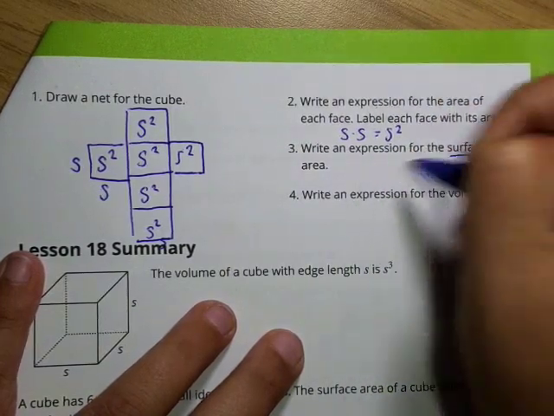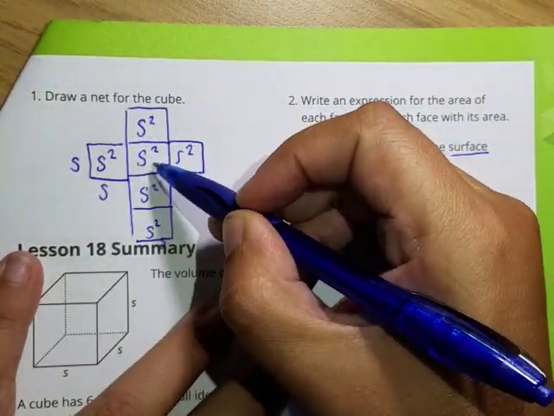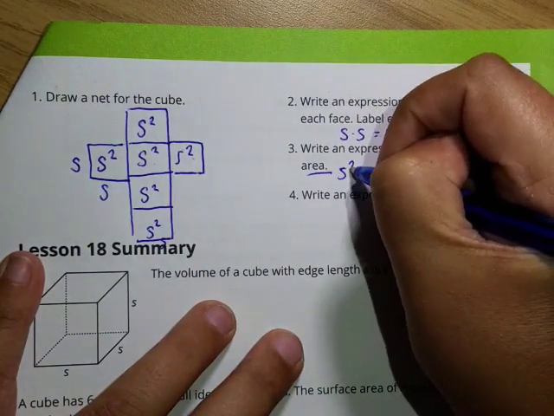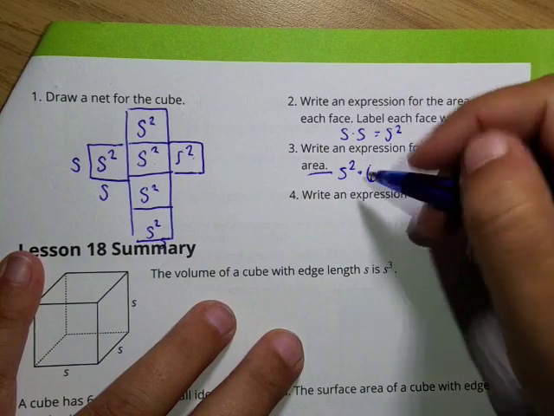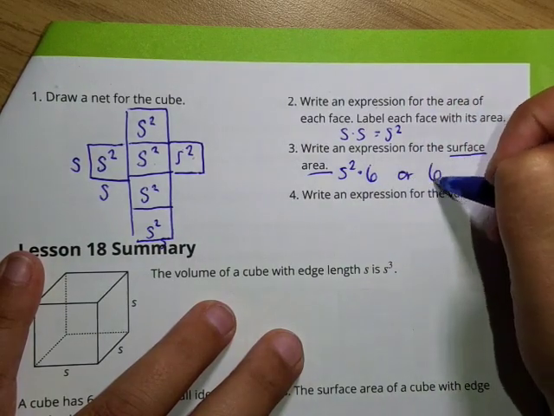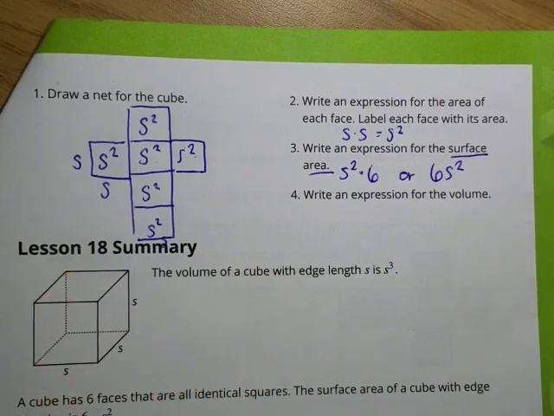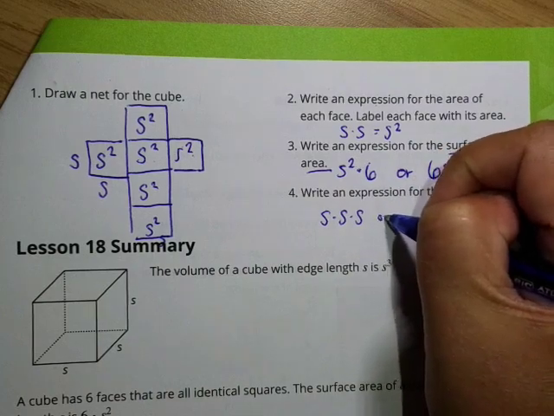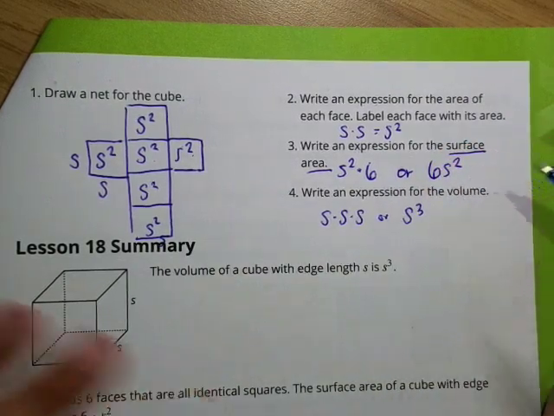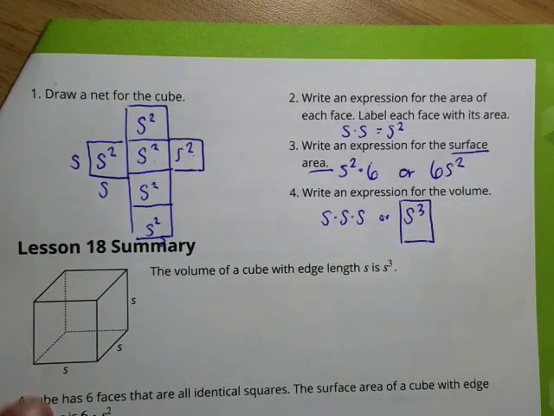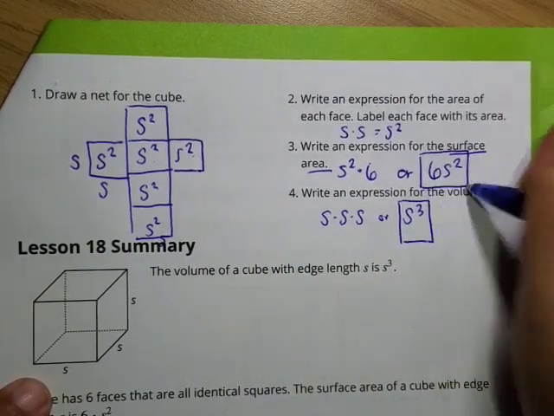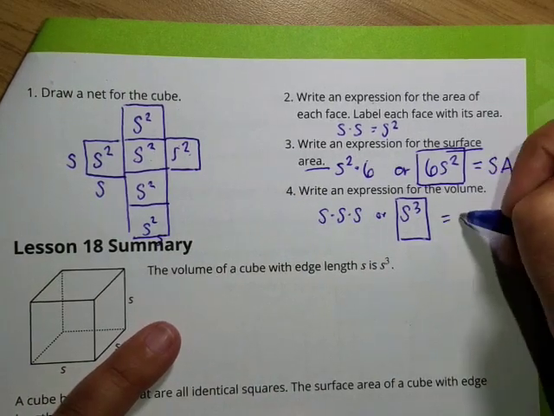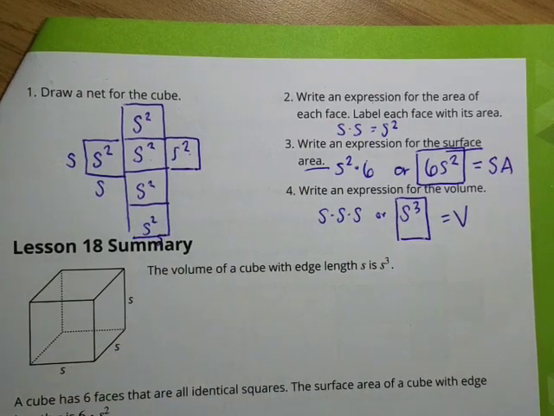And then write an expression for the surface area. So now we're going to add S squared plus S squared plus. If you keep repeatedly adding, what you're really doing is multiplying. So 6 times S squared or 6S squared. Now we're going to write an expression for volume. So we know it's S times S times S or S to the third power. So this is your formula for volume. This is your formula for surface area for cubes. So you guys just came up with your own formulas by just going through these little lessons.